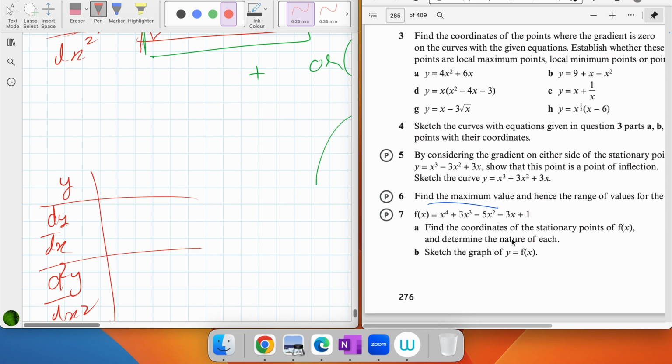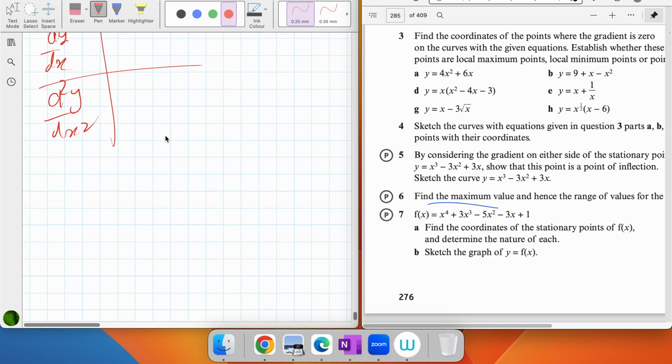Question number 7. Find the coordinate of stationary point. What would you do? Equation is given. How will you find the stationary point? That's right. To find the turning points.